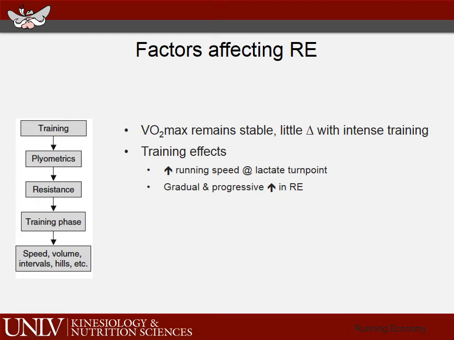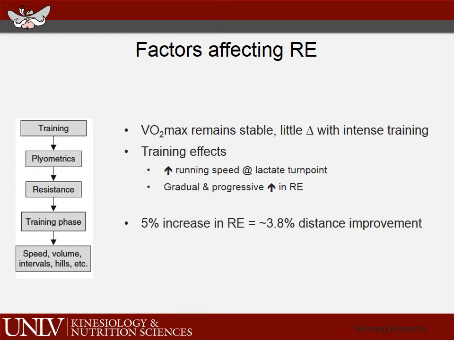So this needs to be done gradually and progressively to increase your running economy. And that's what you'll hear a lot of people talk about, lactate threshold training. This is what they're talking about: they're trying to push back that turn point closer to their VO2 max. Because if you can do that, you can work at a higher workload of your VO2 max, which is going to make you much, much faster.